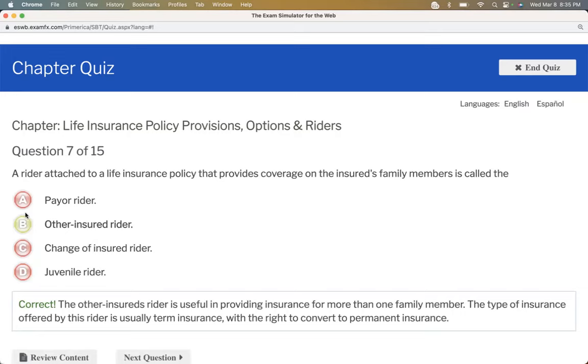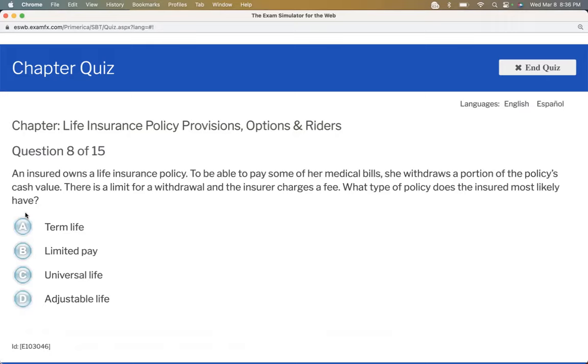So, especially if you're watching this on the replay, make sure you pause it here and read the rationale on anything you don't understand. Just screenshot it. I'm just gonna say there's nothing to learn here other than it's a vocabulary. That's just the way it works. Other insured rider is a rider that protects other family members of your policy. Common sense. I just use common sense there.